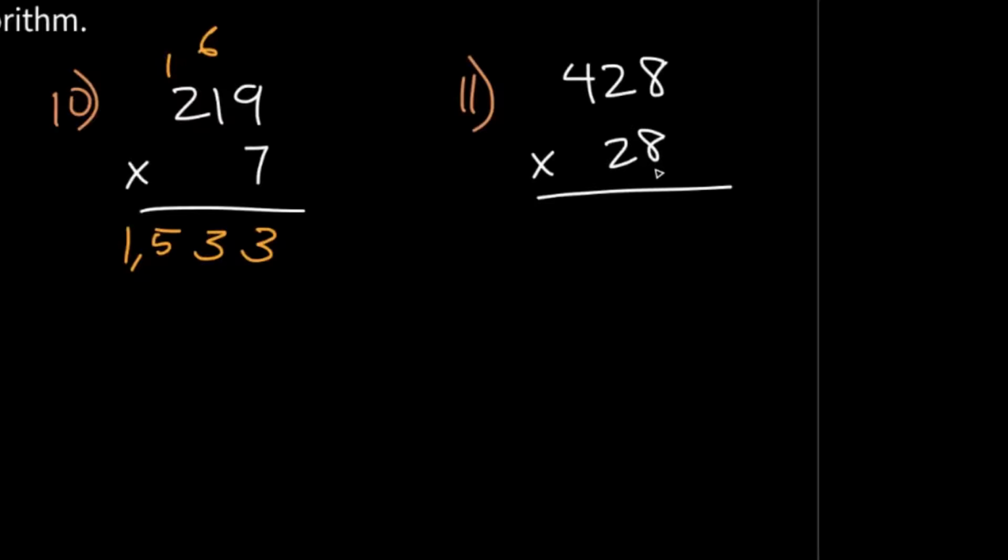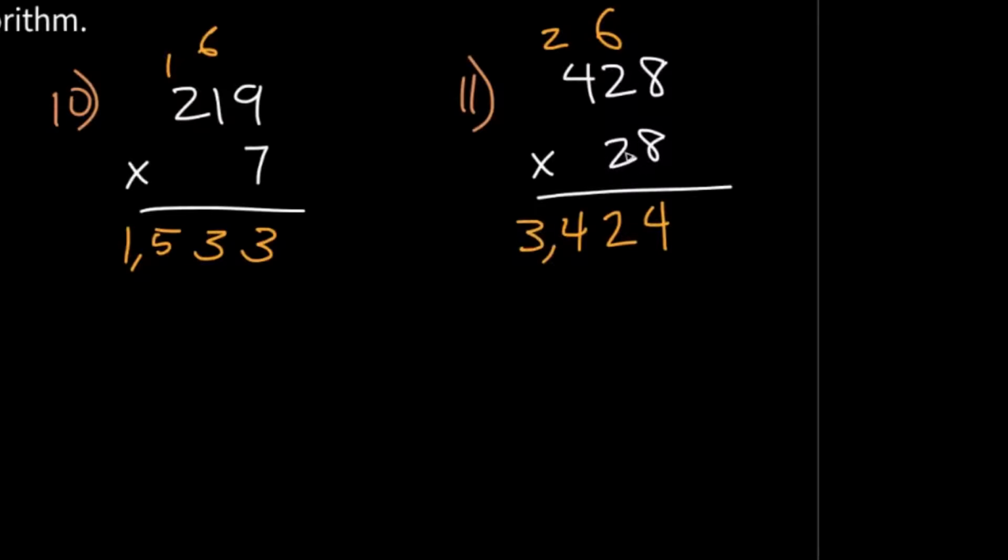So we're going to start with the ones place. So 8 times 8 is 64. I'm going to carry that 6. 8 times 2 is 16, plus 6 is 22. We're going to carry that 20. 8 times 4 is 32, plus 2 is 34.